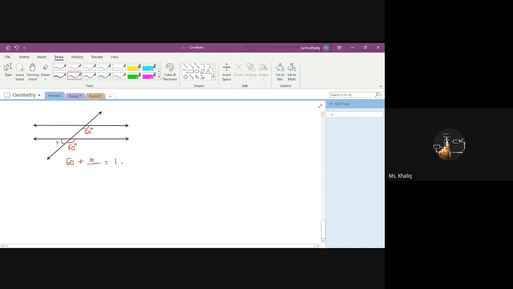And now it's really solving for x using a simple equation. We're just going to get rid of the 60 on both sides. Now it's a matter of solving for x. So 180 take away 60 gives me 120. So x equals 120 degrees. And so we know this angle is 120. So I'm just going to erase it and write down 120.